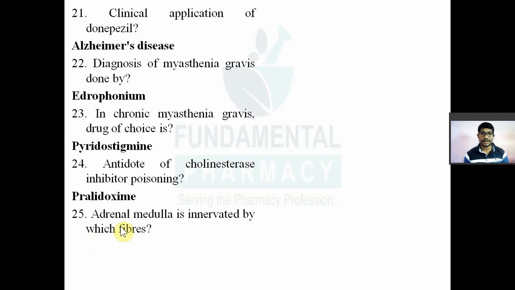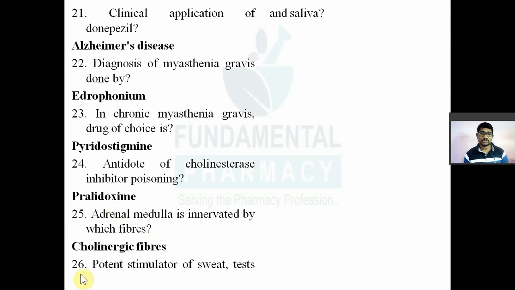Now the next question: adrenal medulla is innervated by which fiber? So adrenal medulla में कौन सा nervous supply है? Adrenal medulla is innervated by cholinergic nerves. What is the function of the adrenal medulla? To synthesize catecholamines, adrenaline, noradrenaline, etc.